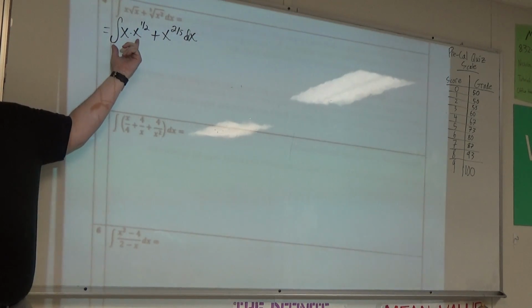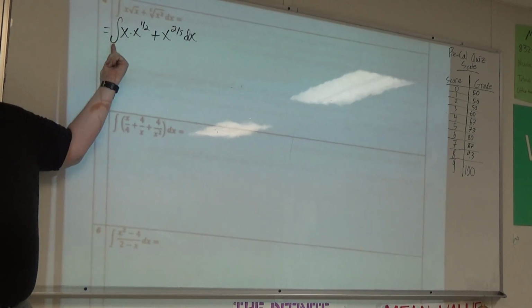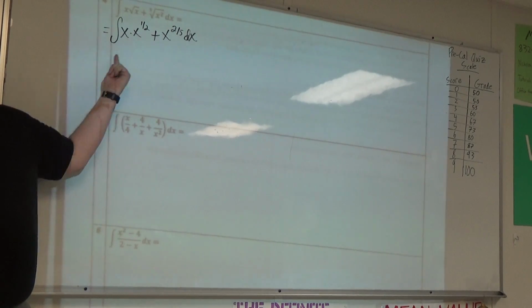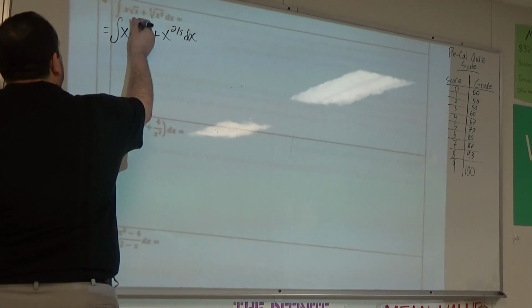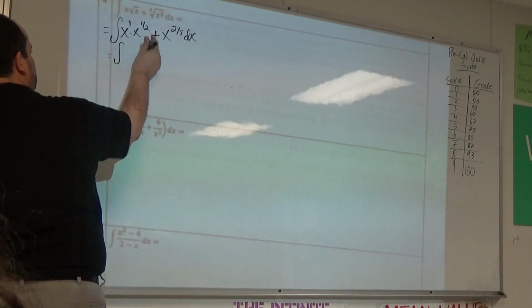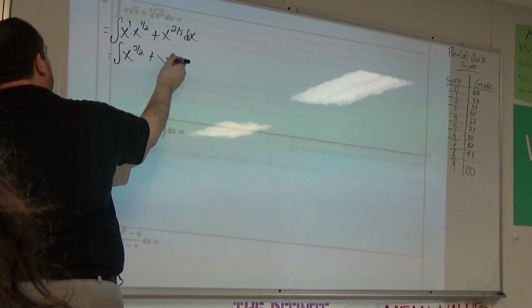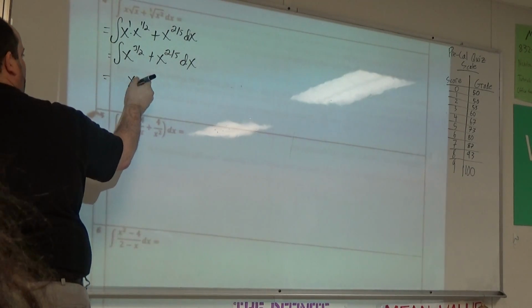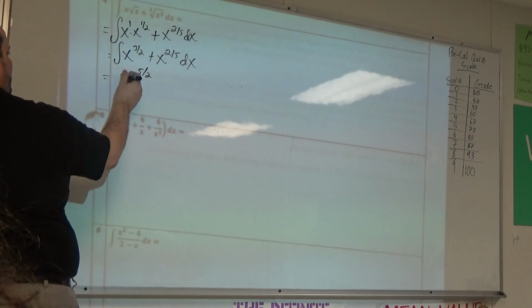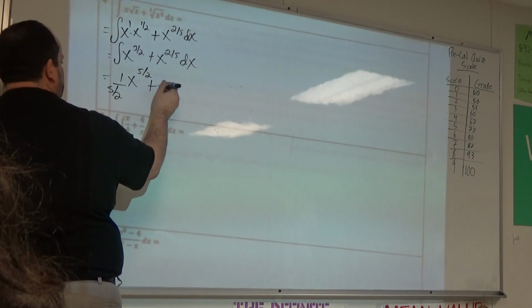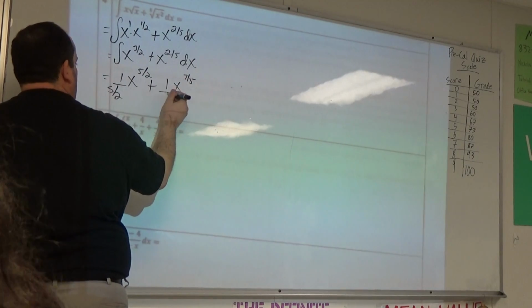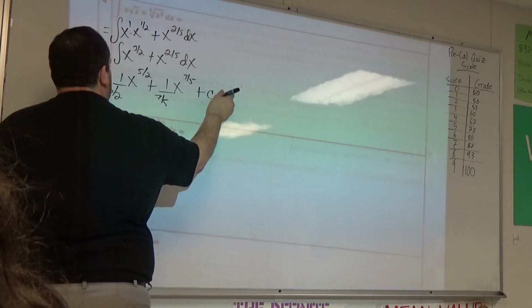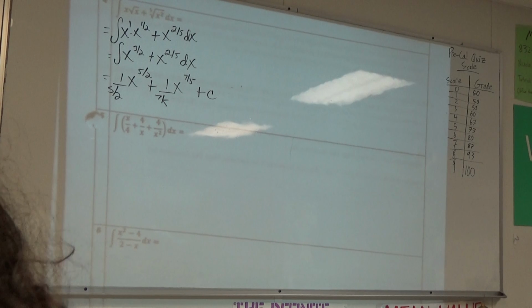Multiplication is always bad news for us. So do some legal algebra here. X times x to the half, the legal thing, I can add those exponents. And so I'm going to call this now x to the first times x to the half. That's really x to the 3/2 plus x to the 2/5. Now add your power. So it's x to the 3/2 plus 1 is 5/2. 1 divided by 5/2. X to the 7/5. 1 divided by 7/5 plus C, and we'll pretend it's free response and we'll stop there.